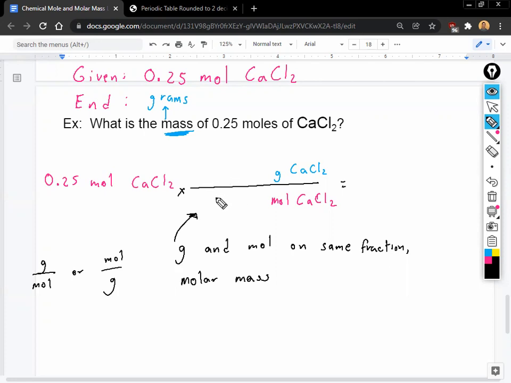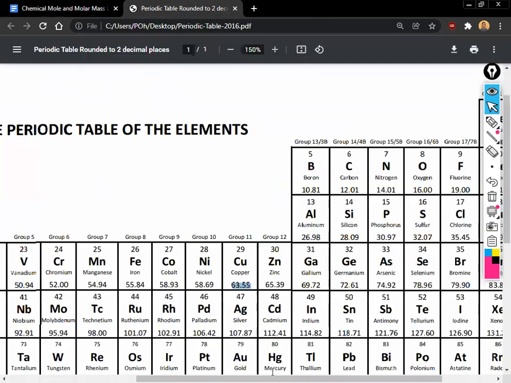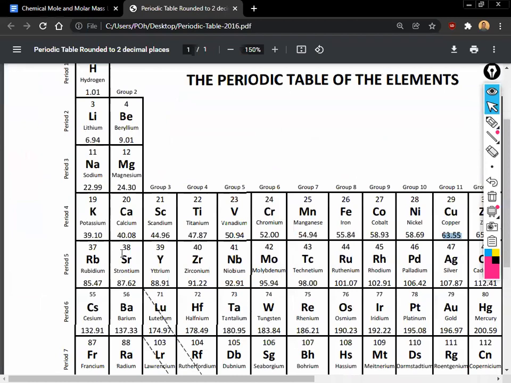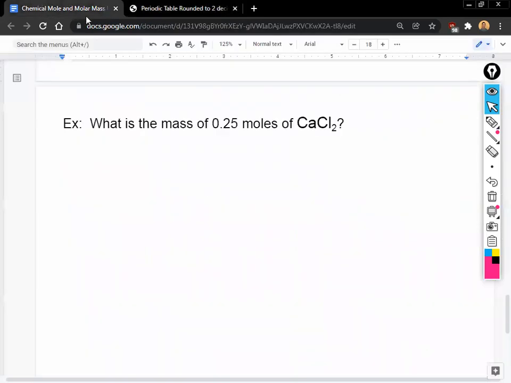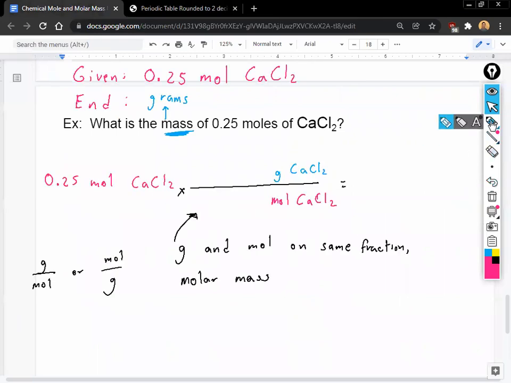Okay, so here we need to find the molar mass of CaCl2. That's where we're going to get the numbers. Okay, so let's look at CaCl2 on the periodic table. First element is Ca. So what's the molar mass of Ca? Far left. 40.08. Yeah, 40.08. Good. So calcium has a molar mass of 40.08.